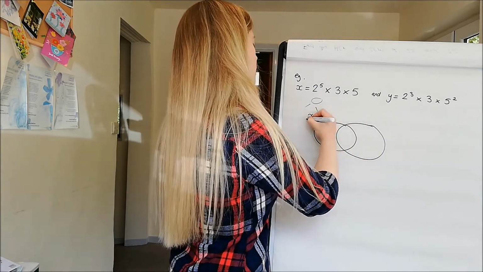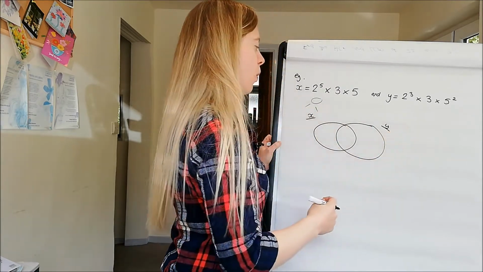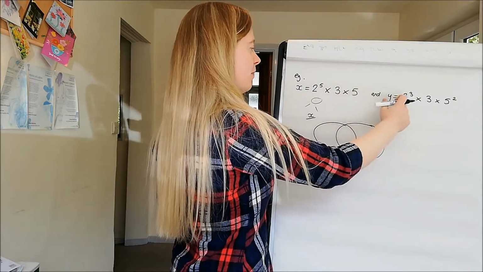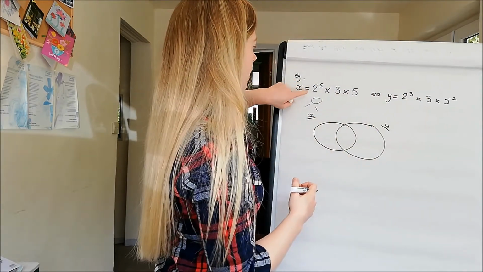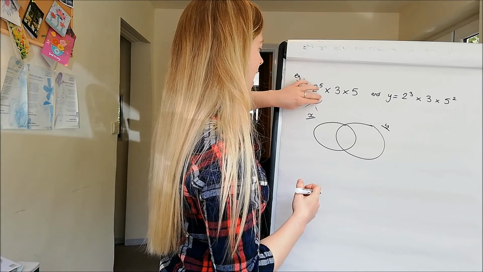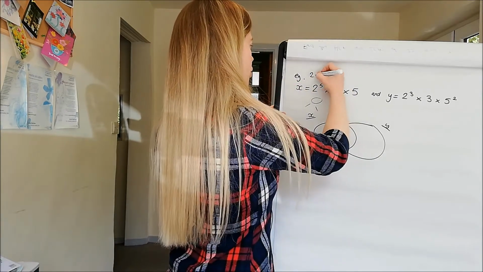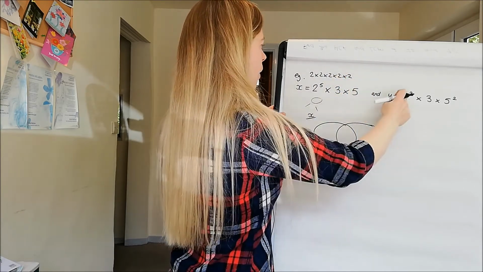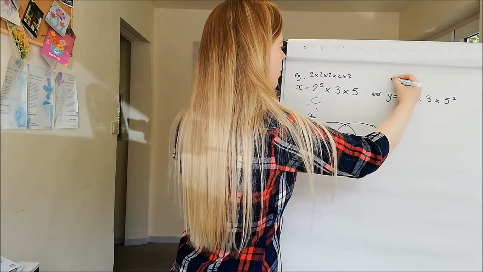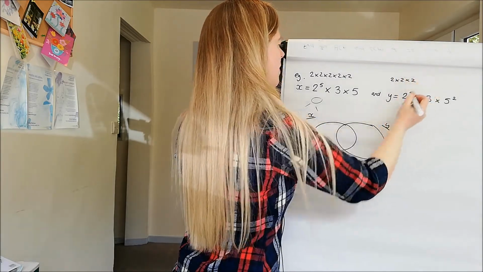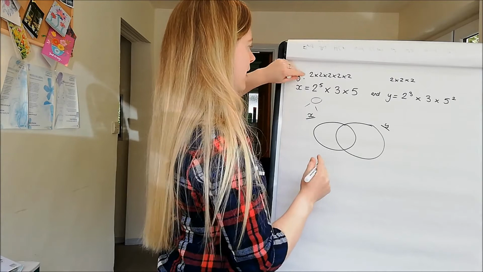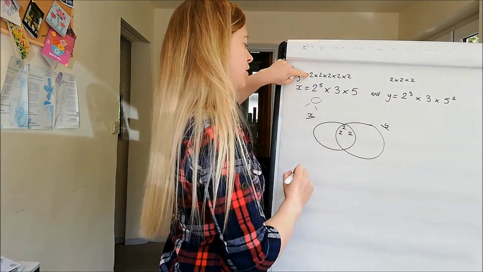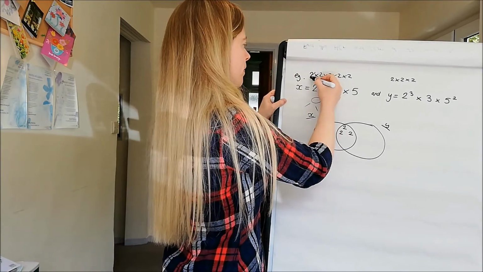So on one side I'll just put x, and on the other side I'll just put y, and it really doesn't matter what x and y were. All that matters is what they were broken down into. Now x has got 2 to the power 5, which means that x has got 2 times 2 times 2 times 2 times 2, and y has got 2 to the power 3, which means that y has got 2 times 2 times 2. What that means is that they each have 3 2s in them. So I can put 3 2s in the middle section there.